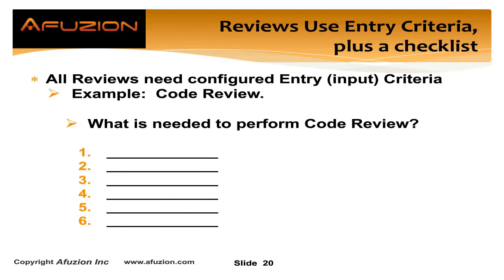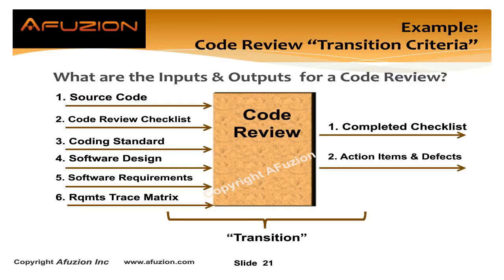So the developer is aware of these 6 inputs. The verifier, independent for level A and B, uses all 6 of these inputs, and quality assurance assesses to ensure the verifier and developer did exactly that. What are those 6 inputs? Easy. Source code, checklist, coding standard, the software design, because remember, the design is the bridge between requirements and code. Then the actual software requirements, the requirements trace matrix. These are the 6 inputs.